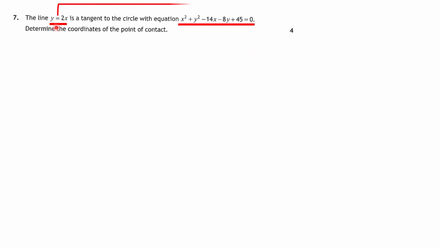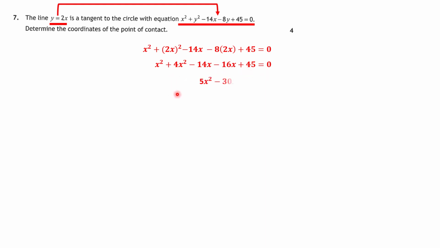We now put y equals 2x into this equation. Every time we see y, we replace it by 2x, the substitution method. So we'll get x squared plus bracket 2x all squared, take away 14x, take away 8 times 2x plus 45. That's just replacing y by 2x here and here. Now we square out the bracket and multiply by minus 8 to get x squared plus 4x squared, take away 14x, take away 16x plus 45 equals 0.